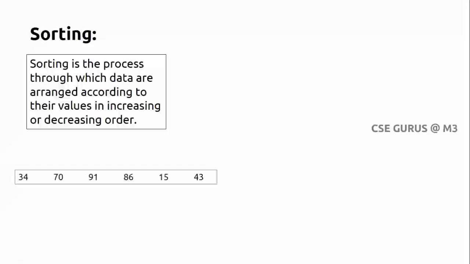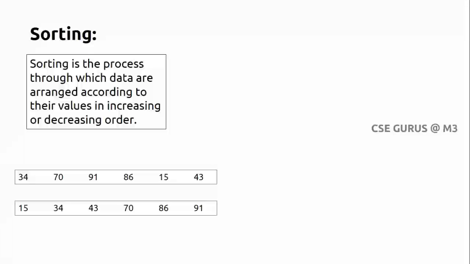If you see like this, let us suppose these are the elements you have in a list: 34, 70, 91, 86, 15, 43. So how can this list be arranged? It might be increasing. Of course, you can make it in decreasing order also. Right? So here we can see this is increasing order.